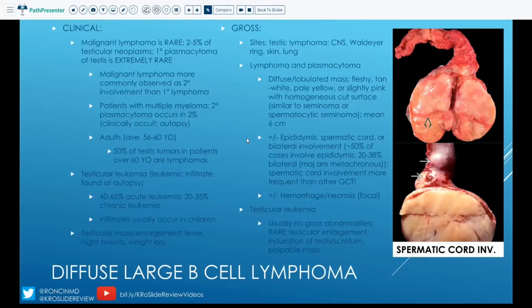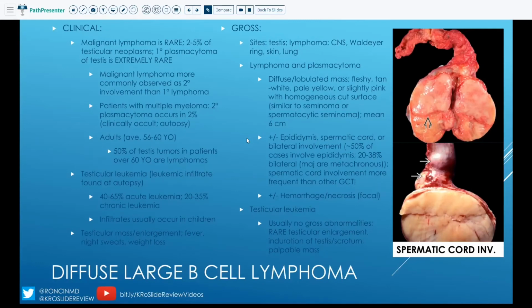So diffuse large B-cell lymphomas are the most common. The information in the slides as well as within your handout pertains to lymphomas as a general rule. However, your DLBCL is the most common, so keep that in the back of your mind. So malignant lymphoma itself is rare within the testes and only accounts for 2 to 5% of testicular neoplasms. And primary plasmacytoma has only been reported in a handful of cases. So if you're sure that you have a plasmacytoma, that is a case report that you should write up.